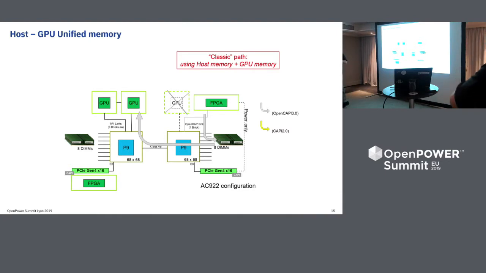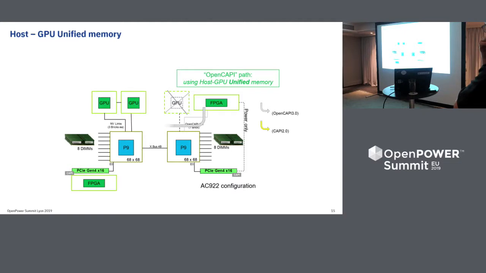So if you have some data to push to the GPU, normally you take the FPGA through the OpenCAPI links to the host memory, and then a CUDA memcopy to the GPU. And what we wanted to show is that we are able to do that in one operation.